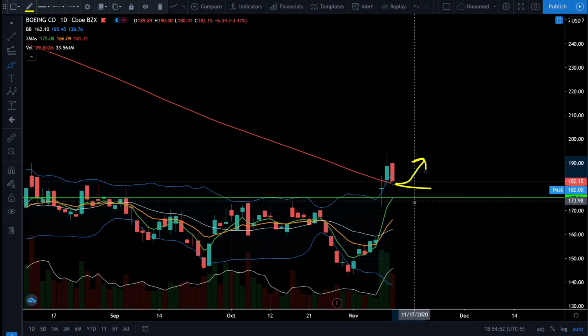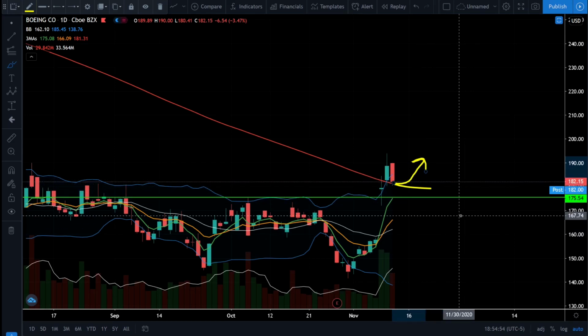Remember last night we talked about false breakouts, so we don't want to make any assumptions. We just want to wait and watch the price action tell us that we're going back into that bull market on Boeing.